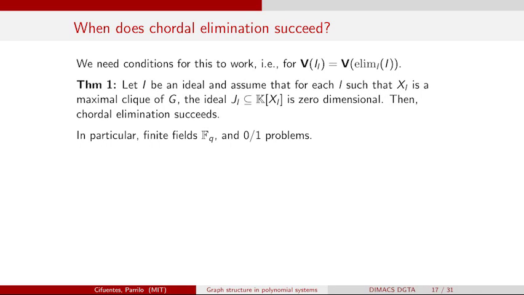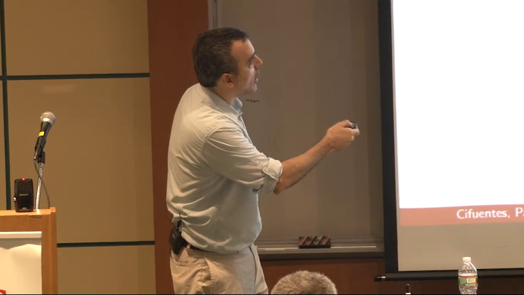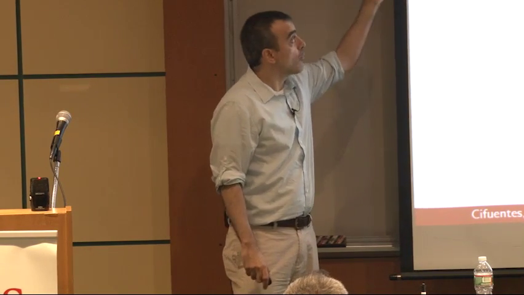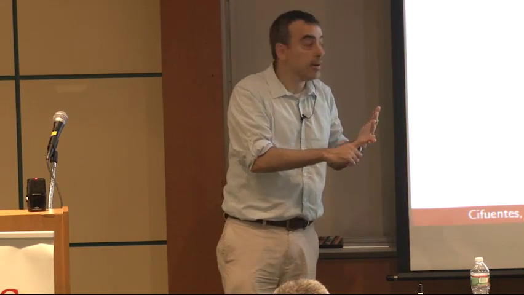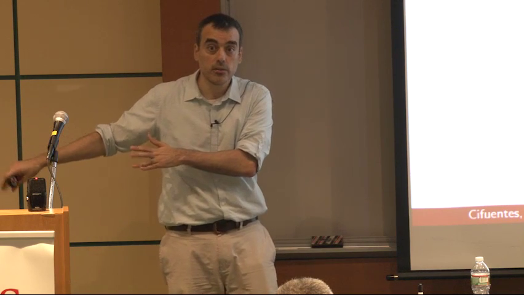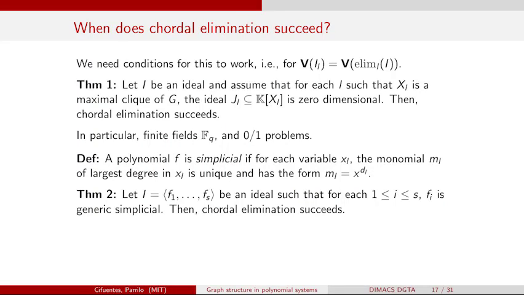But a simple set of conditions, for instance, is if you can guarantee that certain ideals that appear along the way are zero dimensional, they only have finitely many solutions. What's nice about this, even though this is a simple case, is that this contains all the situations of finite fields and 0, 1 cases, which are essentially all the results that I told you before, right?